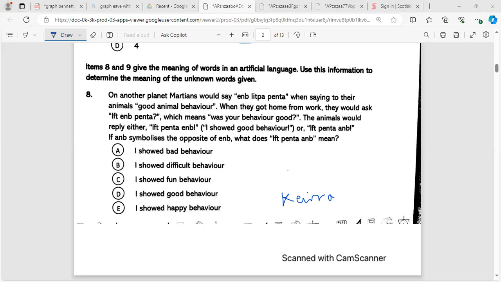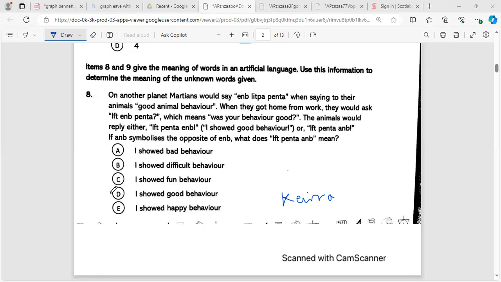What does Lift Penta Anbi mean? A. I showed bad behavior. B. I showed difficult behavior. C. I showed fun behavior. D. I showed good behavior. E. I showed happy behavior. So if Lift Penta NB is I showed good behavior, that means D would be out because we know that Penta NB is good behavior. We're looking for Anbi. So could you cross out D, please? D.